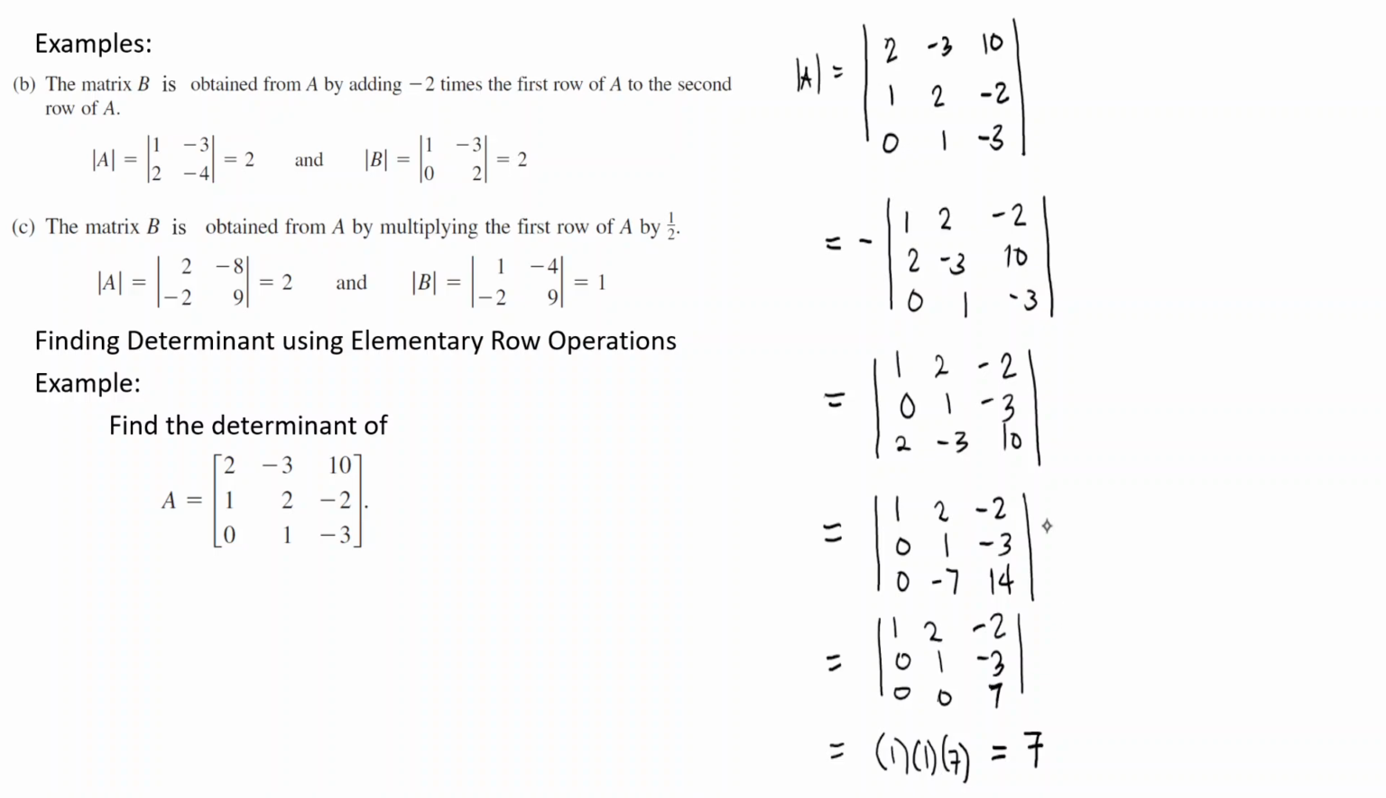Okay. Oops. Sorry, we have here some error. That is, we multiply this by 7. So this must be negative 21 plus 14. So this must be negative 7. So we have here negative 7 instead. So 1 times 1 times negative 7. So the determinant of matrix A is negative 7, not positive 7.